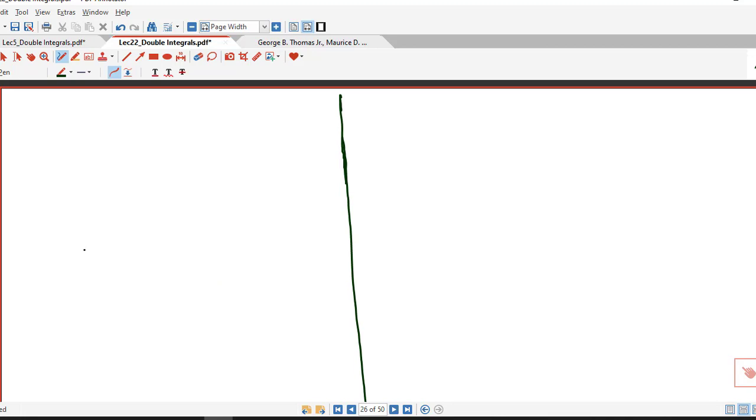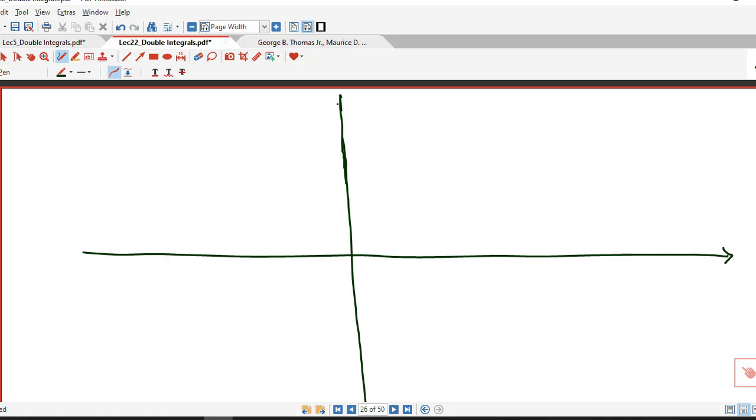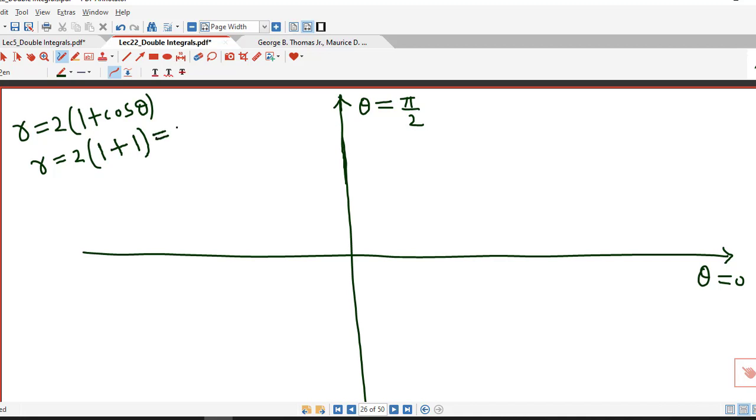Suppose this is the x axis and this is the y axis. On the x axis we have theta equal to 0, on the y axis theta is pi by 2. The cardioid is r equal to 2 into 1 plus cos theta. So if we put theta equal to 0, we have r equal to 2 into 1 plus cos 0, that is 2 into 2, which is 4. So the cardioid will intersect the x axis at r equal to 4 and theta equal to 0.